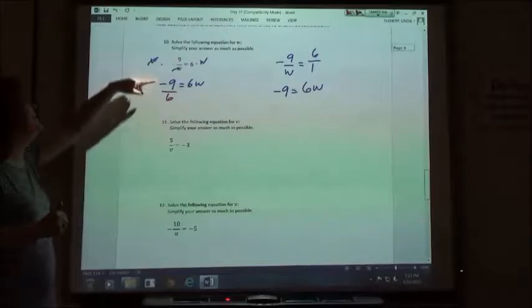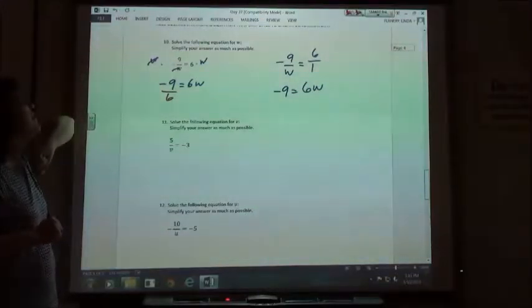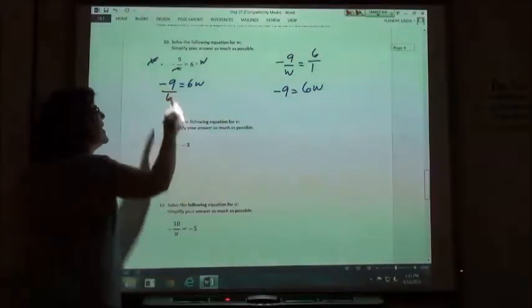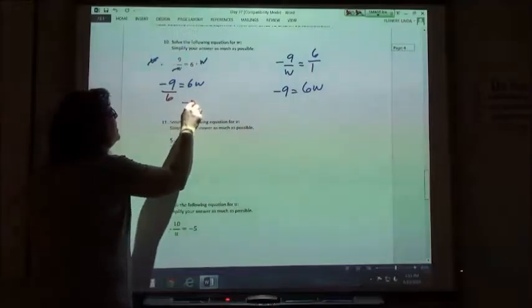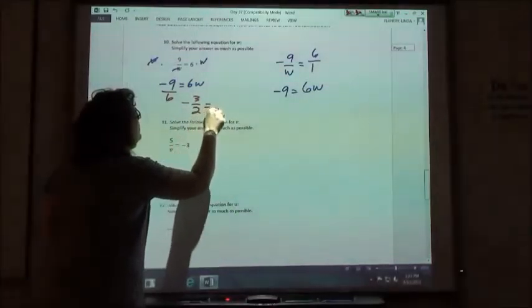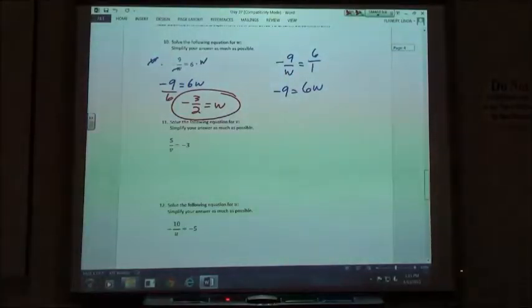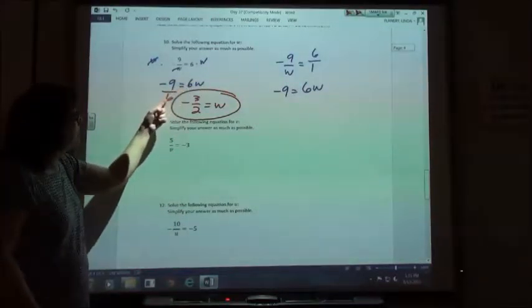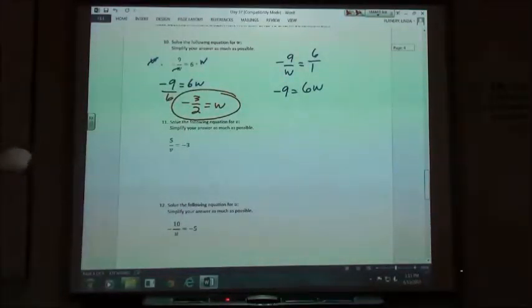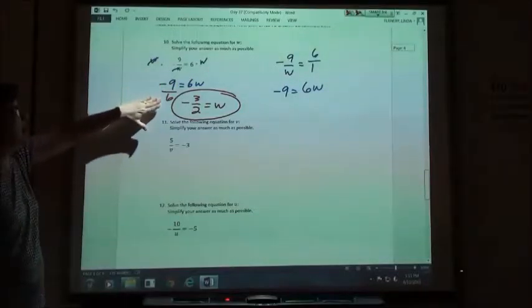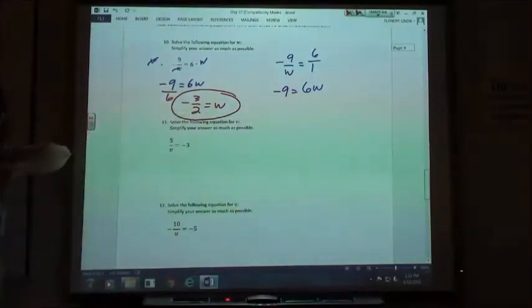So, we still need to simplify our fraction. If I have negative 9/6, I can reduce that down because I can divide by 3. So negative 3 over 2 should be our answer for w. So you divide by the 6 because I want the w by itself, exactly. So then I get negative 9/6, which reduces down.